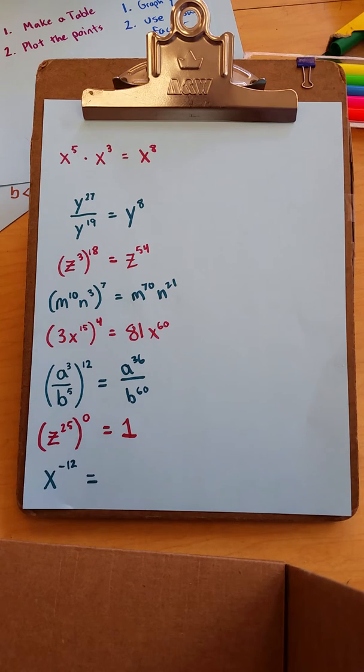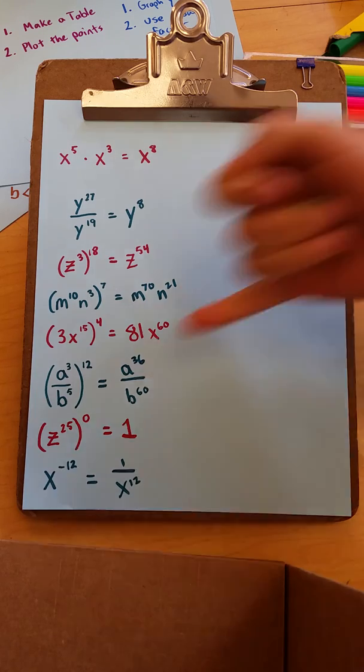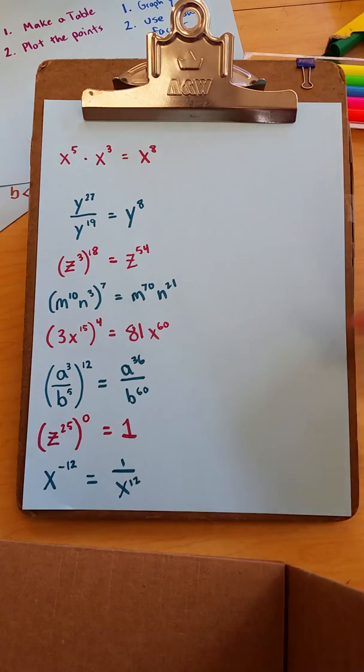Last we have a negative exponent. Whenever we have a negative exponent, numerators go to the denominator and denominators go to the numerator. In this case, x to the negative 12th is already in the numerator, so it'll shoot down to the denominator and become a positive exponent.